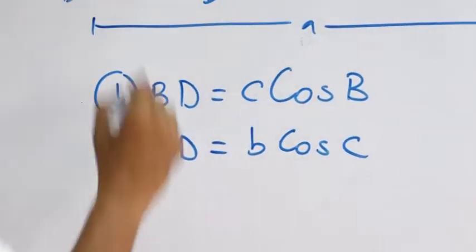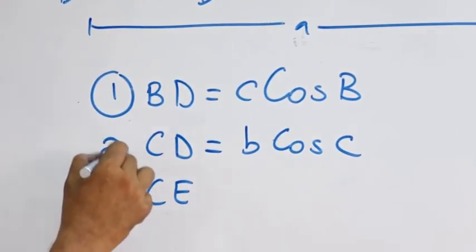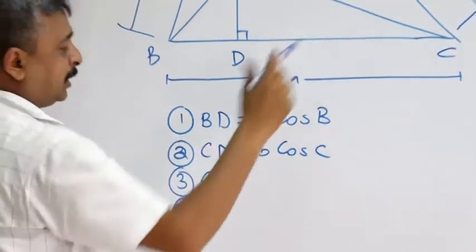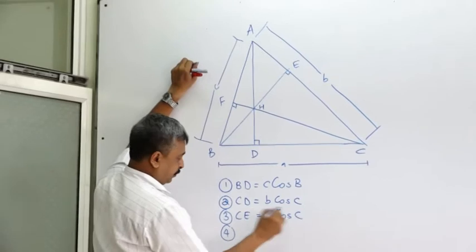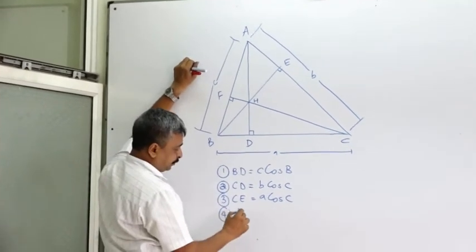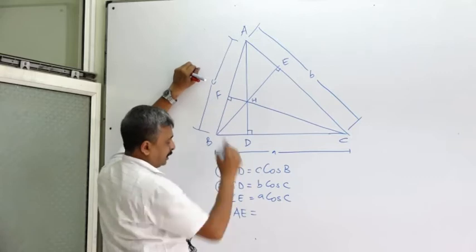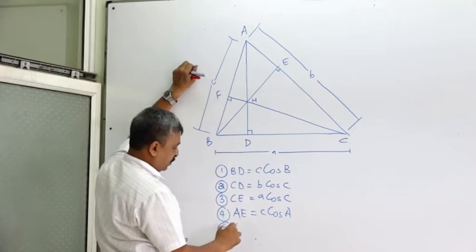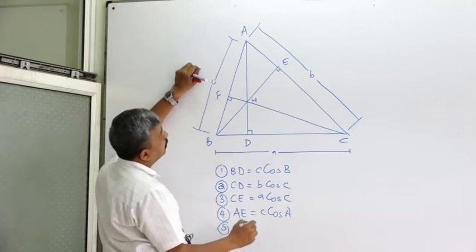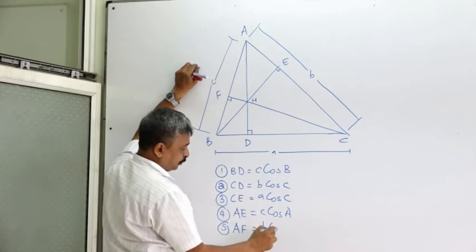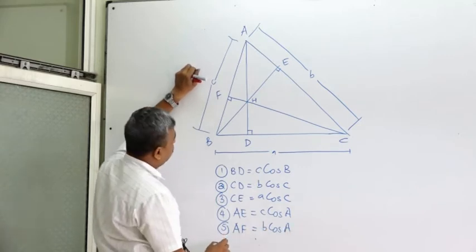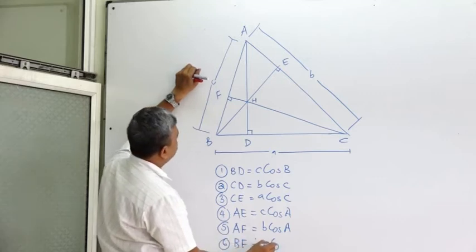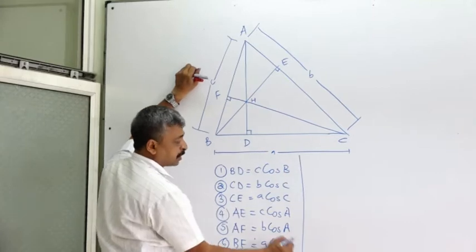How much is CE? CE is A cos C. How much is AE? C cos A. How much is AF? B cos A. And how much is BF? A cos B. So these 6 are simple.